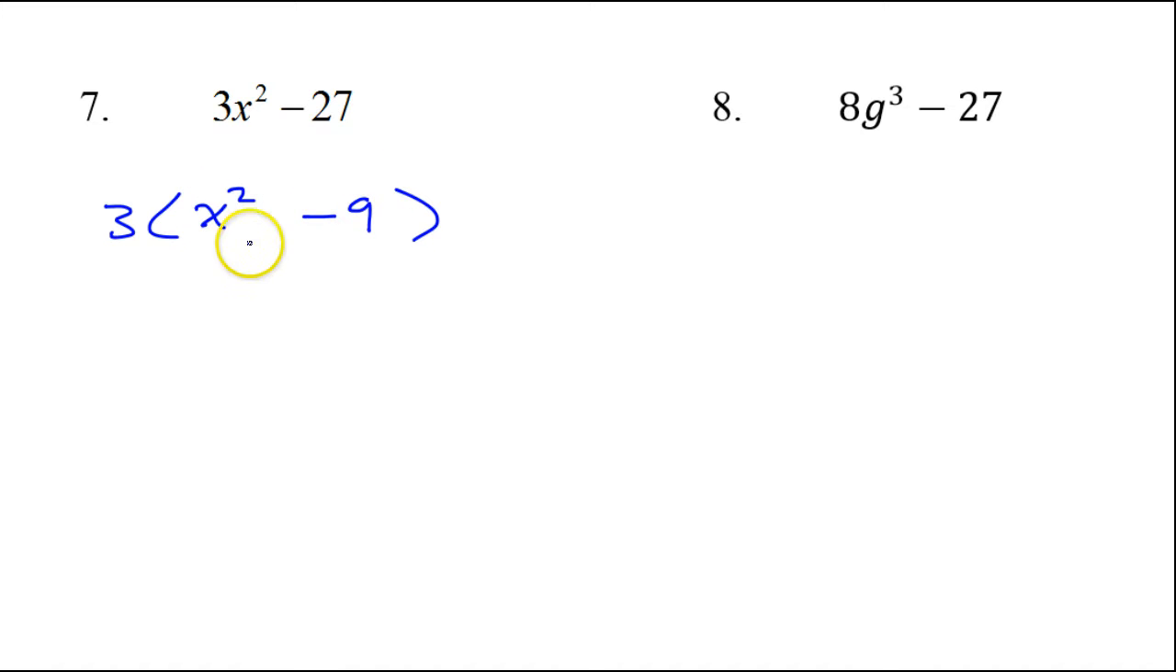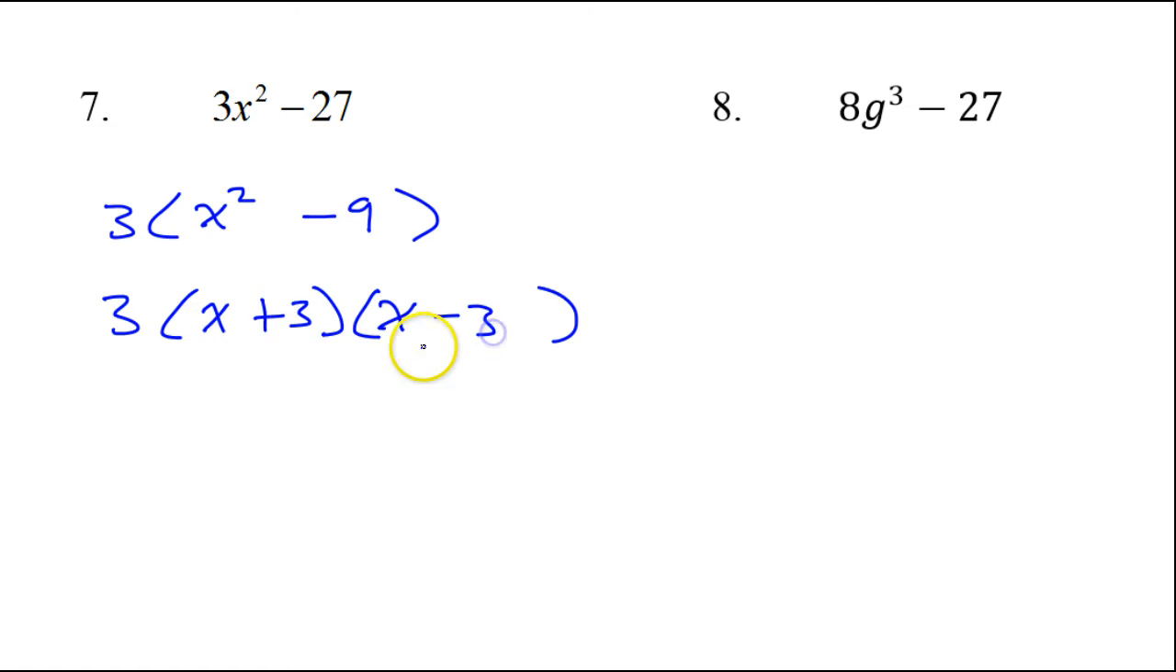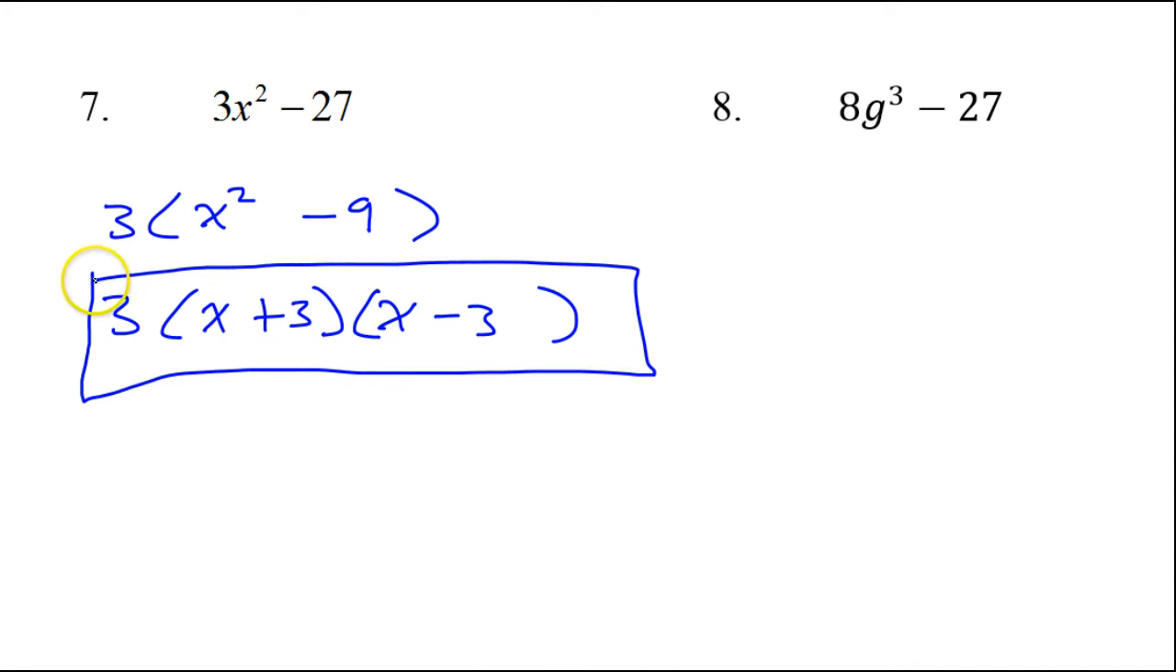Now x squared minus 9 is the difference of 2 squares, so I have to keep going and factor more. X squared minus 9 factors as x plus 3 times x minus 3. And that is the answer to number 7.